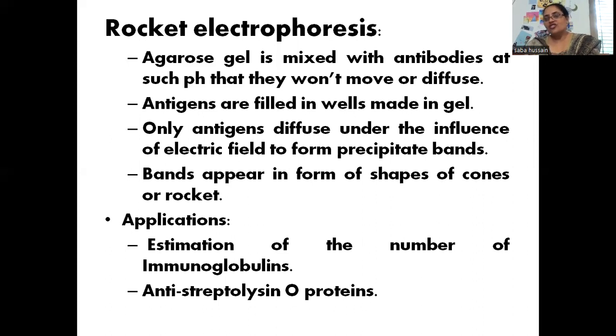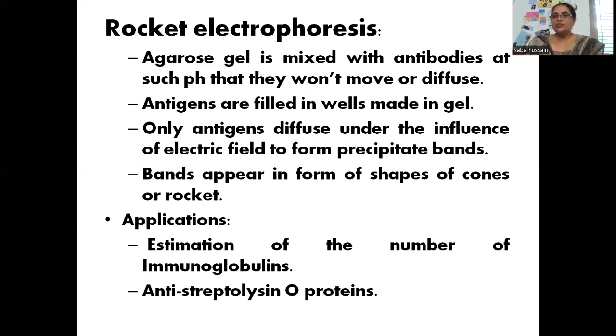This happens in the agarose gel, as I have told, agar gel combined with electricity. So antibodies are mixed at such a pH that they won't move or diffuse. So again, antibodies are immobilized in the agarose gel, while antigens are placed in different wells made in the gel. Only antigens diffuse under the influence of the electric field to form precipitate. And bands, in this case, appear in the shape of cones or rockets. So that is called rocket electrophoresis.